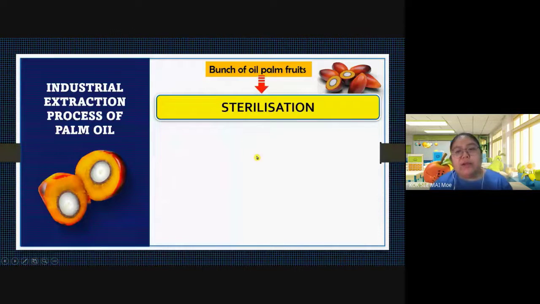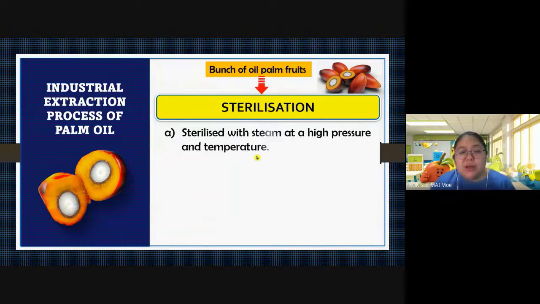Let's see what the sterilization process includes. First, they sterilize with steam. They must heat it, using hot steam. The steam must be at high pressure and high temperature. The palm fruit has a very hard surface, so they need to steam it to make it soft. When it becomes soft, it is easy to squeeze all the oil out.